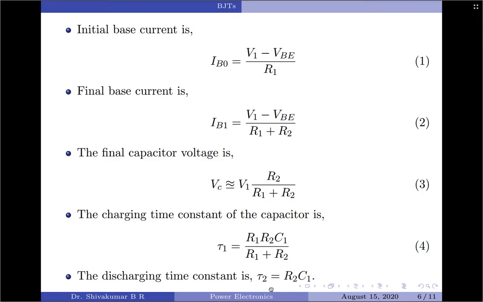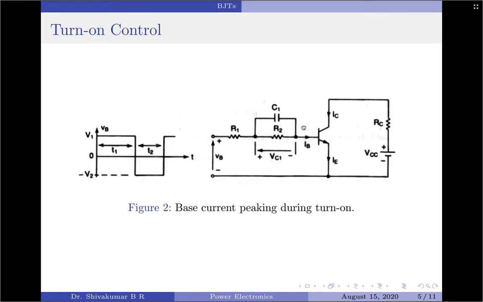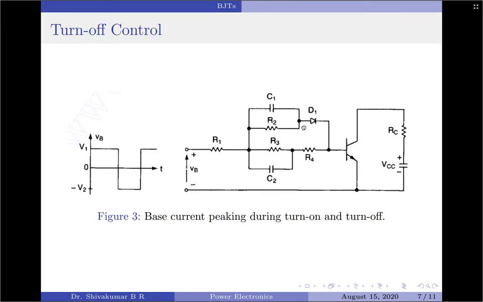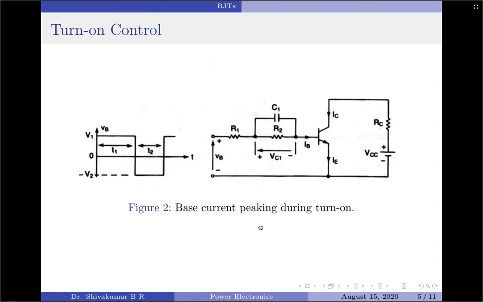Now, one of the interesting facts about this particular circuitry is that it provides both turn on and turn off control, but it only provides equal values for both turn on and turn off. In order to obtain different turn on and turn off times, you should go for a small difference in the overall circuitry built. First, let us analyze how the same circuit is applicable for turn off control also.